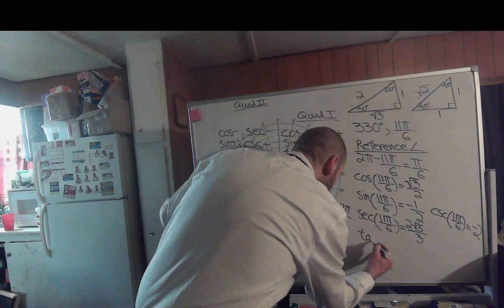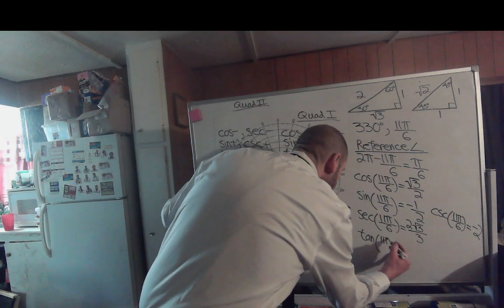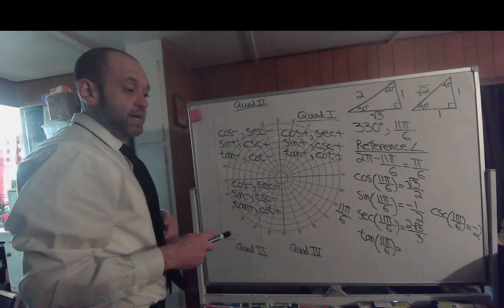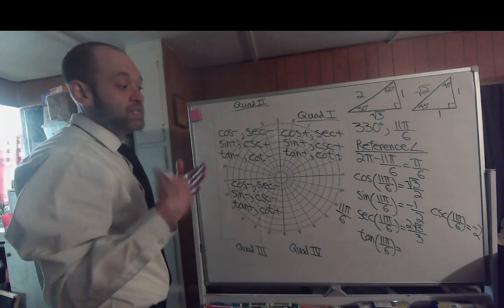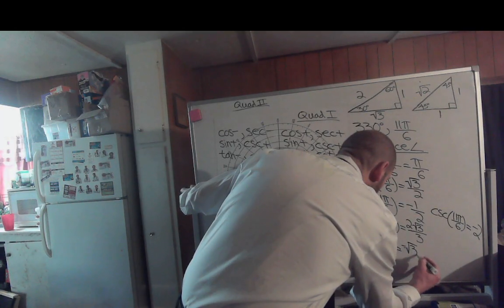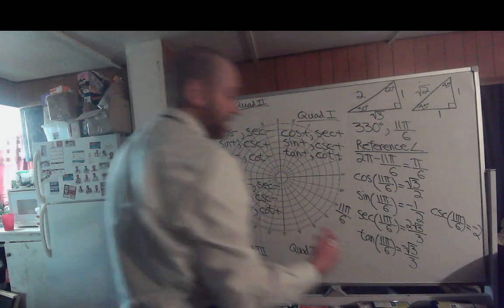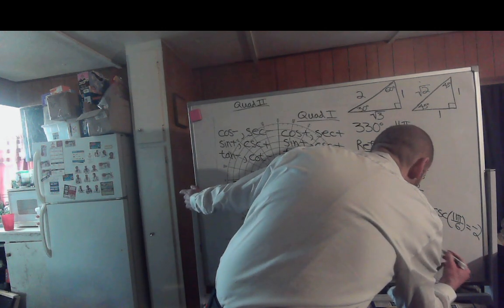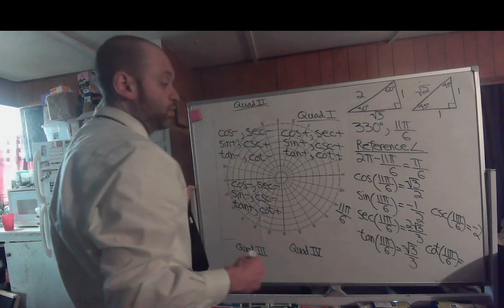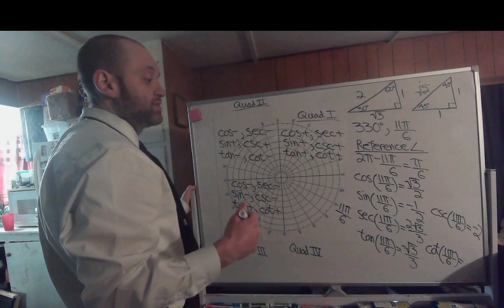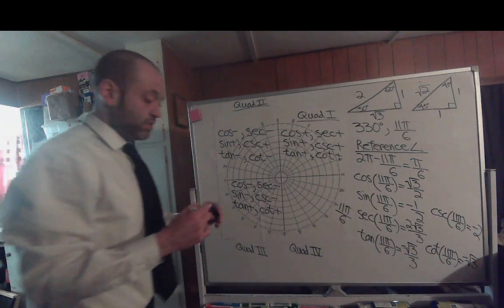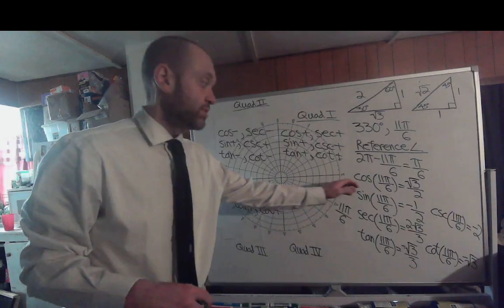Now let's deal with the tangent of 11 pi over 6. The tangent, of course, sine divided by cosine, negative divided by positive is negative. So you would end up getting negative of the square root of 3 over 3. And then the cotangent of 11 pi over 6. Well, 1 divided by tangent, 1 divided by a negative is a negative. So that would be negative of the square root of 3. So those are all your values for the special angles in the fourth quadrant.